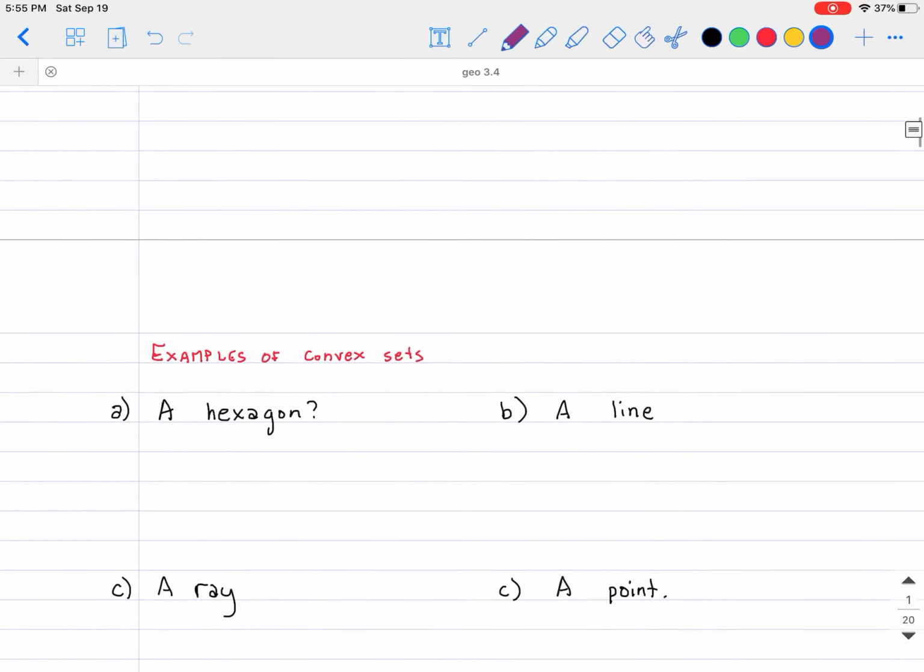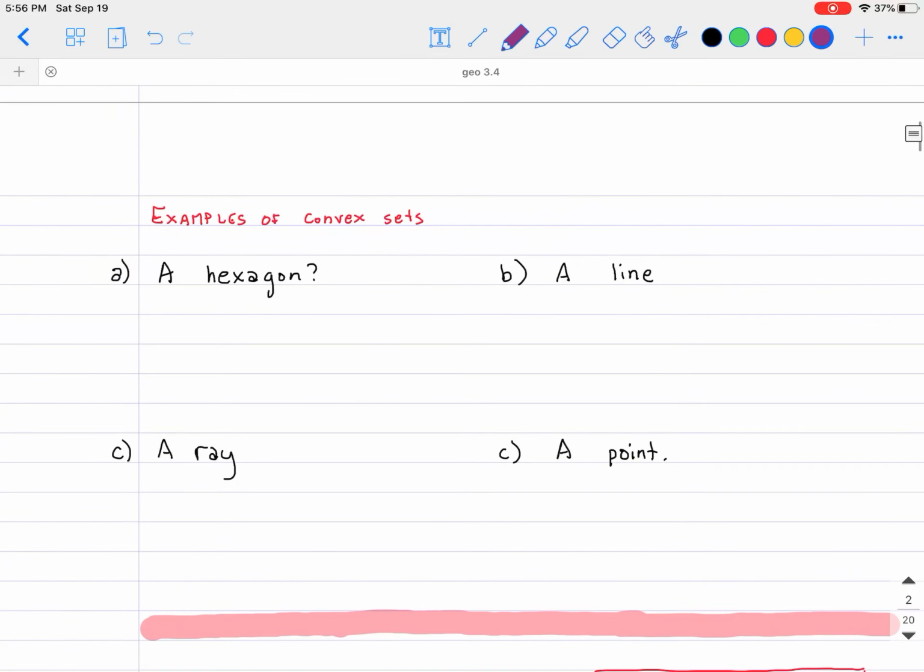All right, now let's take a look at some examples of convex sets. In part A, I have a hexagon. I have to draw it first. If I draw a hexagon, that is a convex set because no matter which two points you pick and draw the line segment, that line segment is always going to be inside the hexagon.